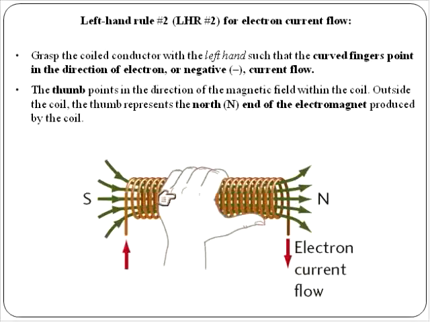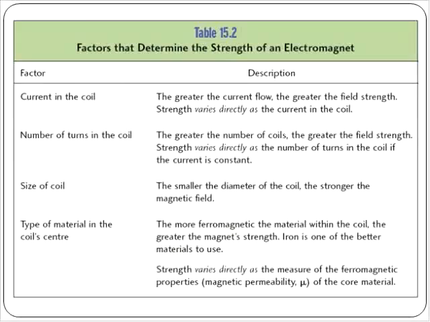Okay, and we can vary the strength of this magnetic field by changing some things. There are different variables we can change here. For example, we can increase the current in the coil.